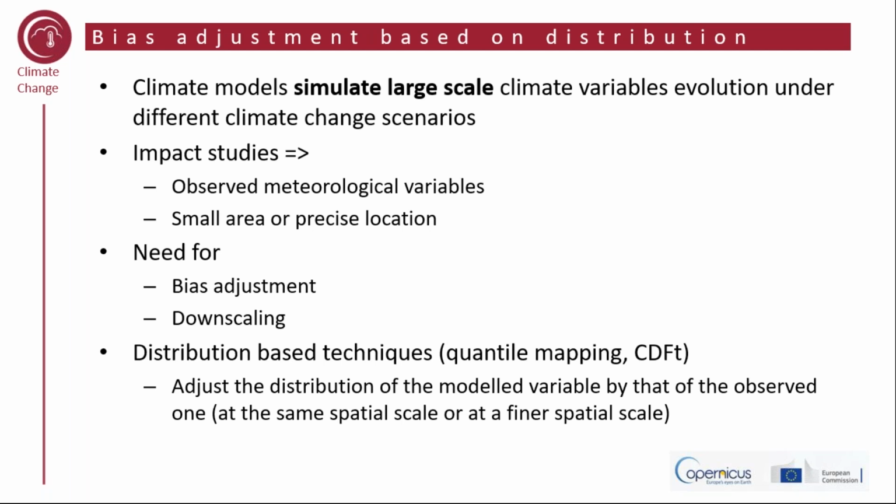And the distribution-based techniques, just like quantile mapping or CDF-t, are commonly used, and they adjust the distribution of the model variable by that of the observed one, either at the same spatial scale, if we just have to bias adjust, or at a finer spatial scale, if we both bias adjust and downscale the outputs of the climate models.